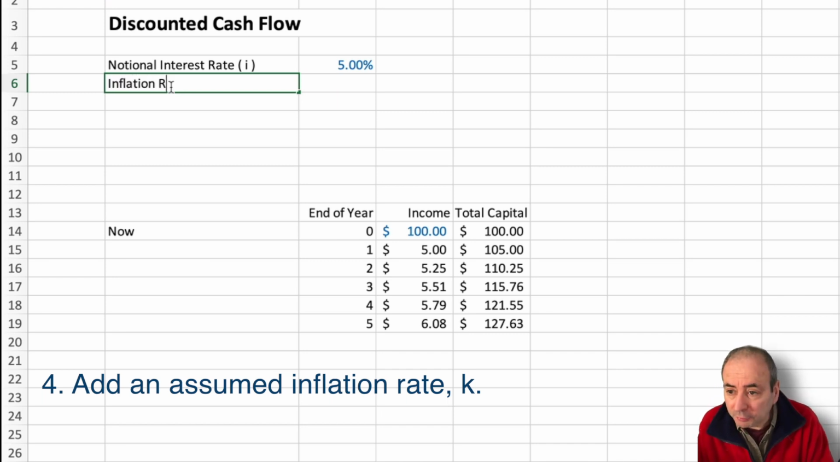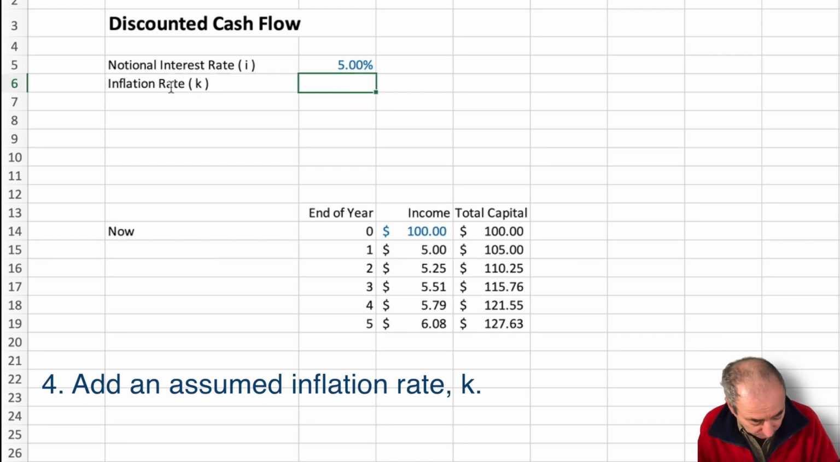Wouldn't it be nice if we could use the symbol I, but we've already used it. So I'm going to give it a symbol that is quite often used, the symbol K. And we're going to assume that the inflation rate is 1.5%. Okay, and we'll also make that blue because we've entered that. So now we've got an inflation rate, we can calculate the effect of the inflation in each year.